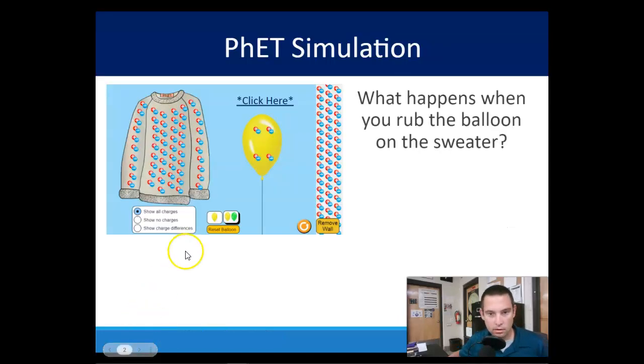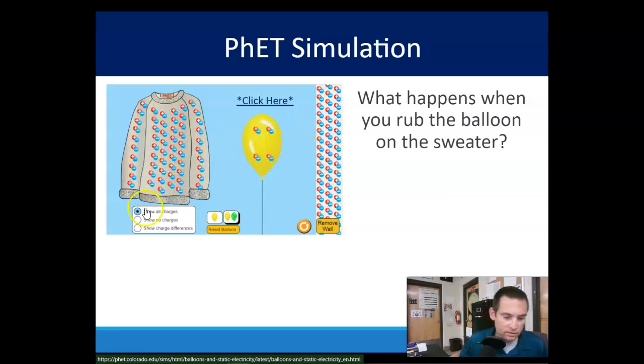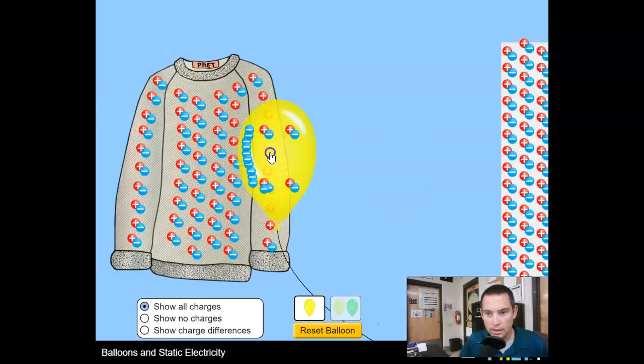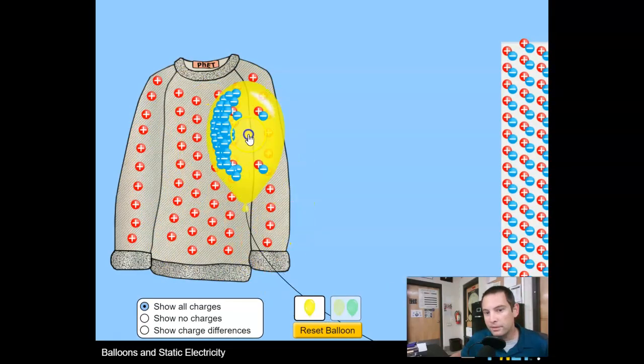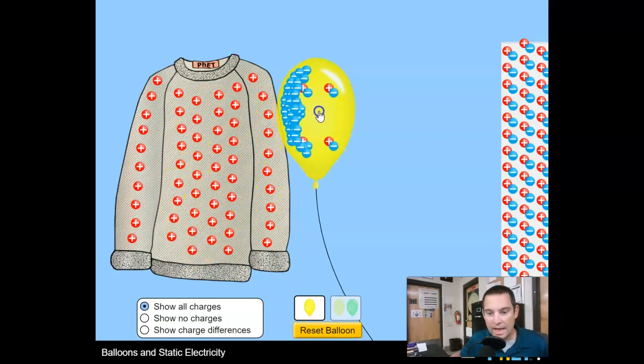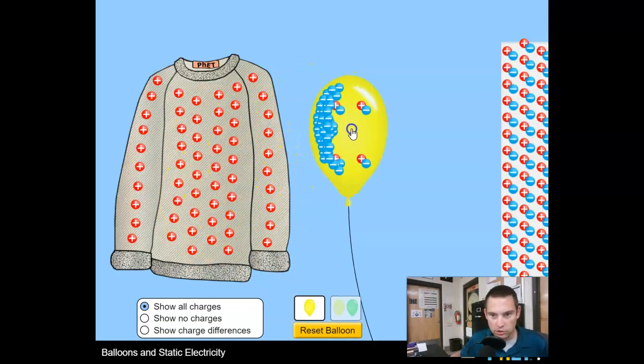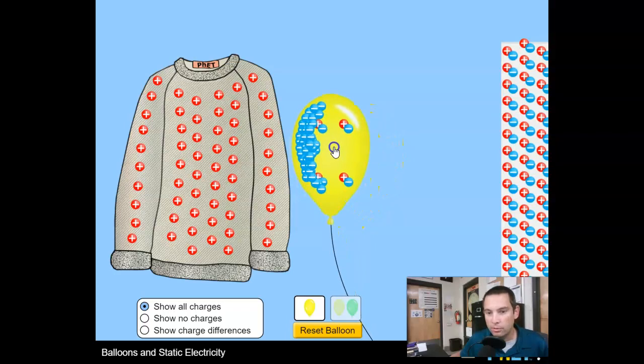Let's start. So what happens when you rub the balloon on the sweater? We saw this in our lab activity where we rub the balloon on the sweater. And let's just watch it. And we see that the electrons are coming off of the sweater, giving a net negative charge to the balloon. If we let go of the balloon near the sweater, it's going to be attracted to it because opposites attract.